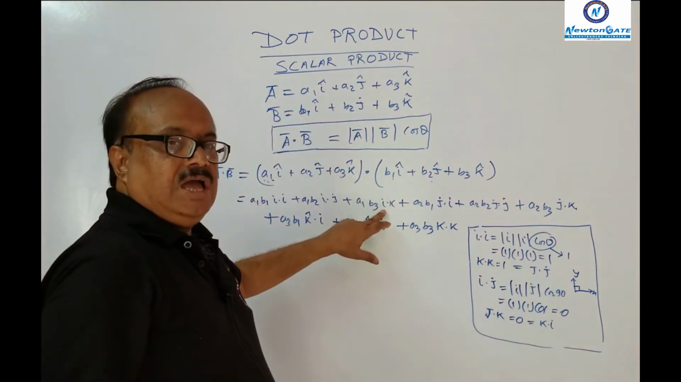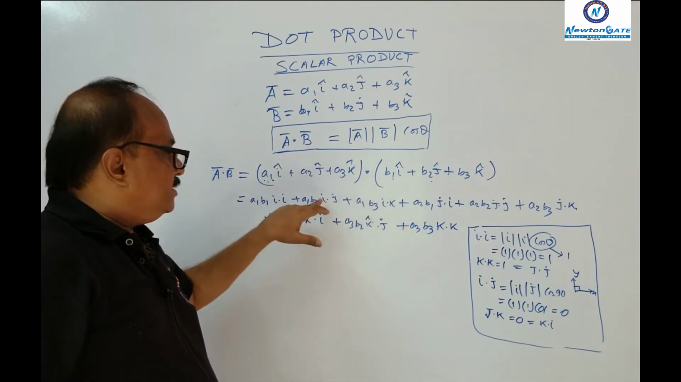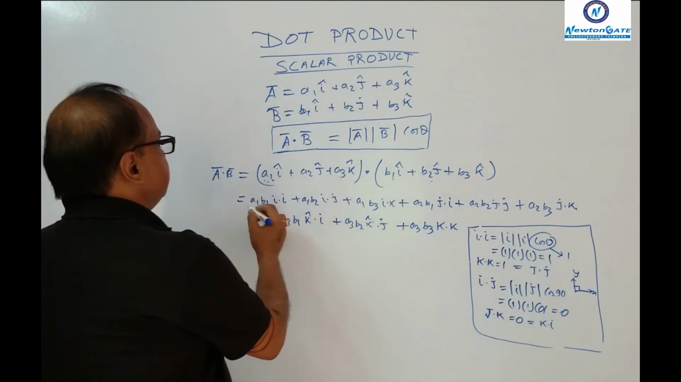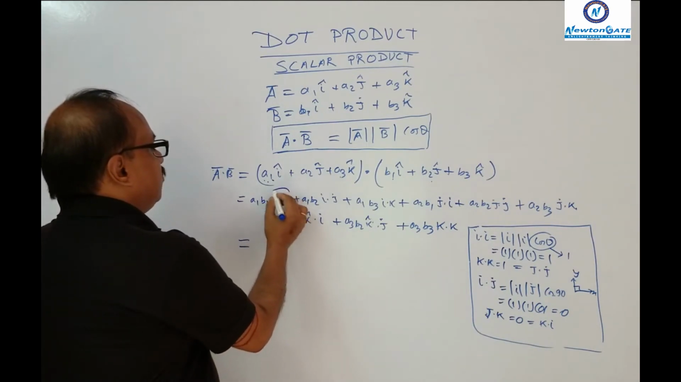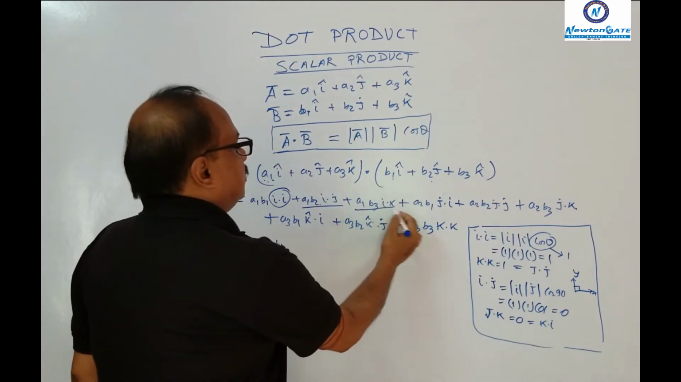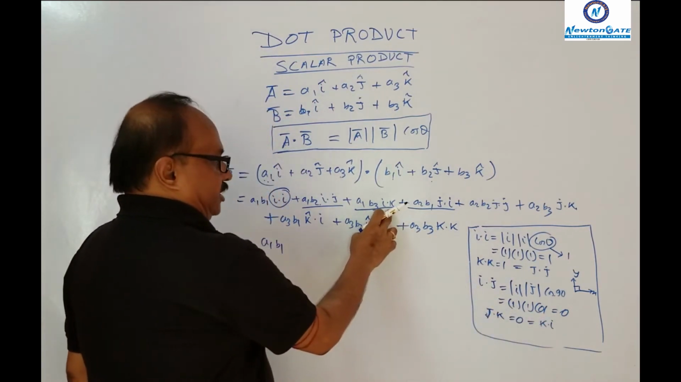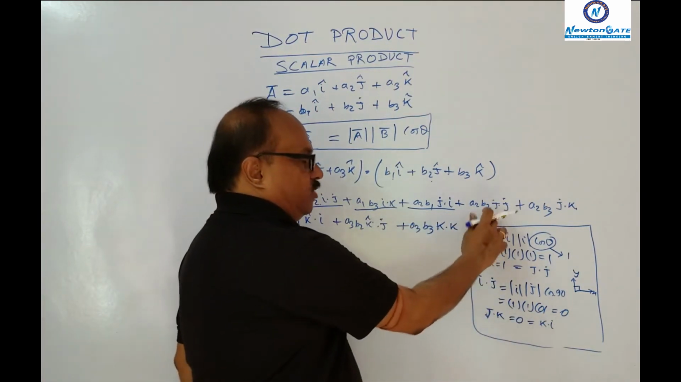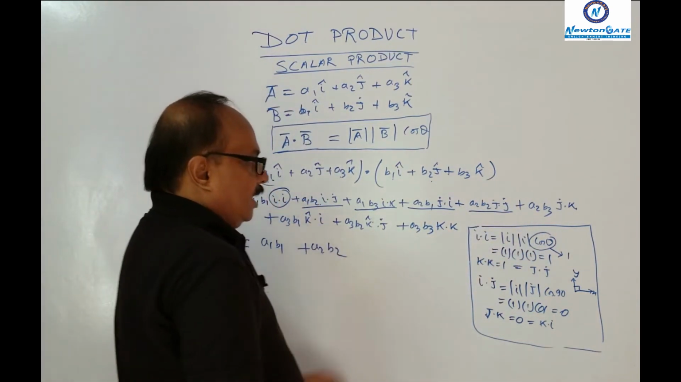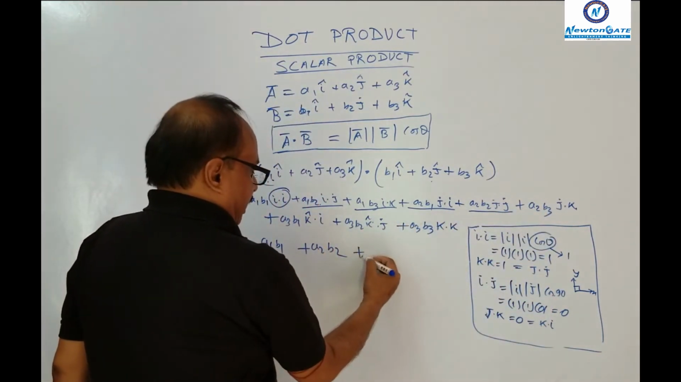That is, when they are matching, it will be 1. When they are not matching, it will be 0. That means A1 B1 will stay, since i dot i is 1. This one will become 0, this one will become 0, this one will become 0, because i dot k is 0, j dot i is 0, and j dot j is 1. Same way, this is 0, this is 0, this is 0, and this will be your A3 B3.